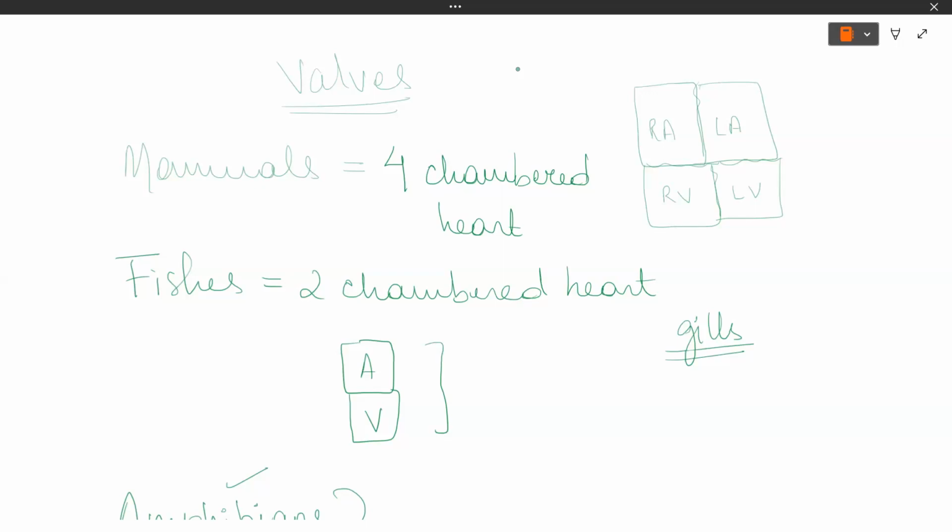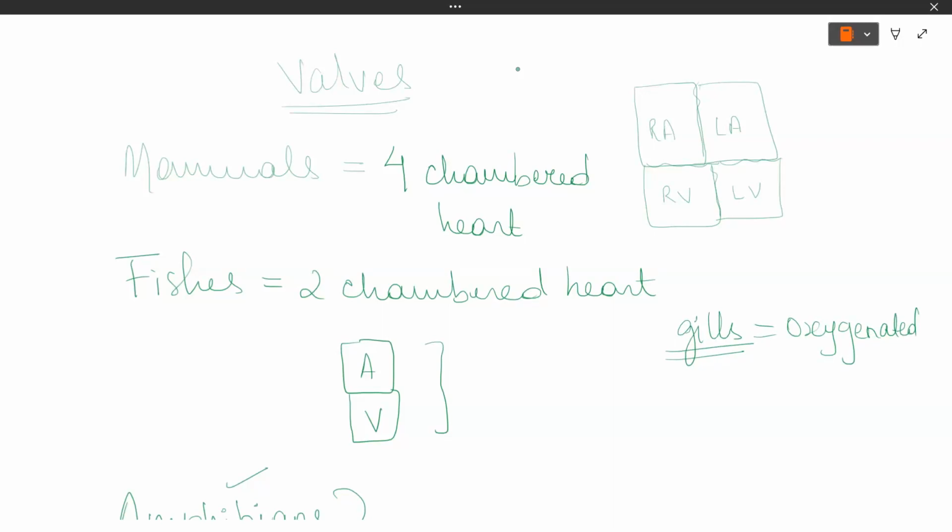Because it is the site of breathing, isn't it? Same thing happens in the case of fishes also. The gills give out oxygenated blood. Okay, oxygen rich blood is given out by the gills, and it is pumped out through the whole body.